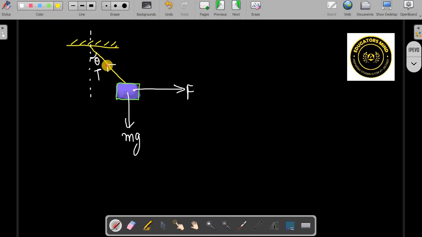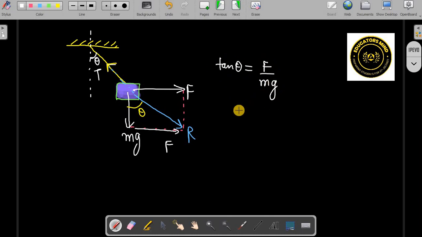The shortest way to find it is to know that the resultant of these two must give a force, let us say R, and that R must be exactly opposite of the tension. So if this is theta, this definitely must be theta. This horizontal force is F, and this is mg. So now directly you can say tan theta is equal to F by mg. In just one step you will calculate theta: tan inverse of F by mg.